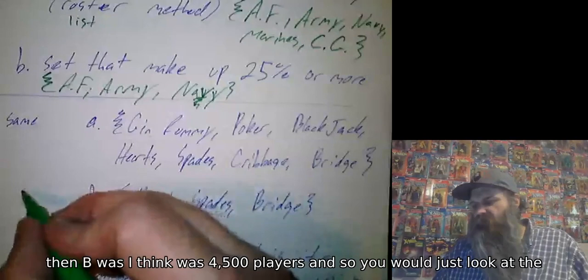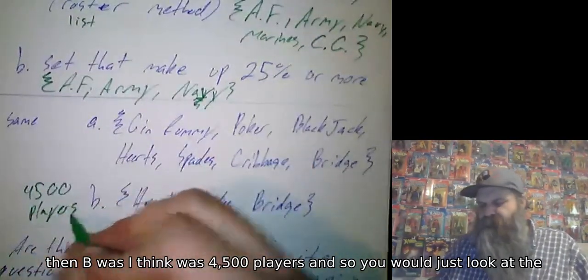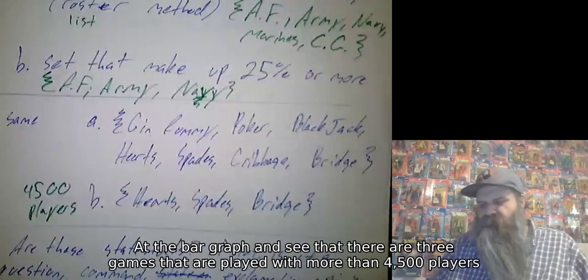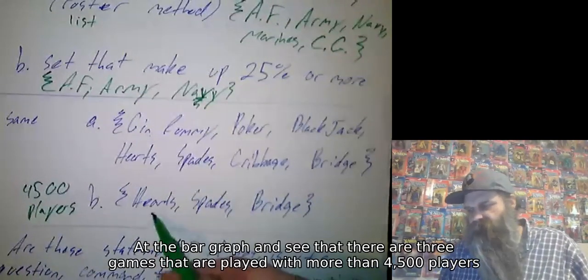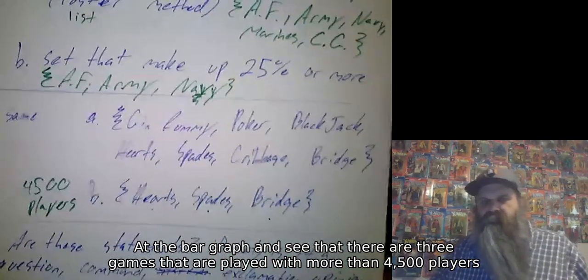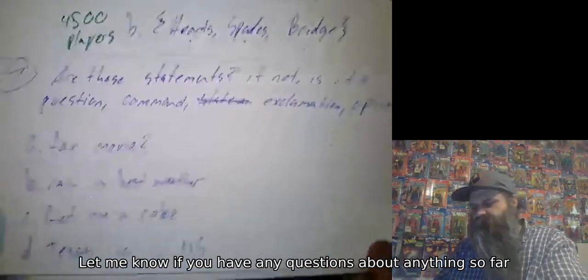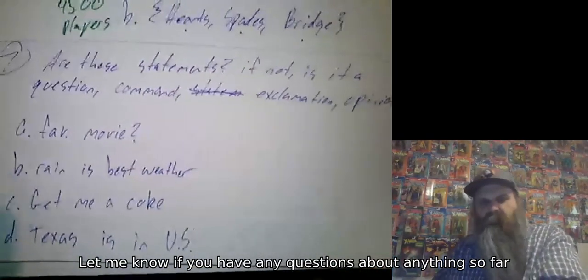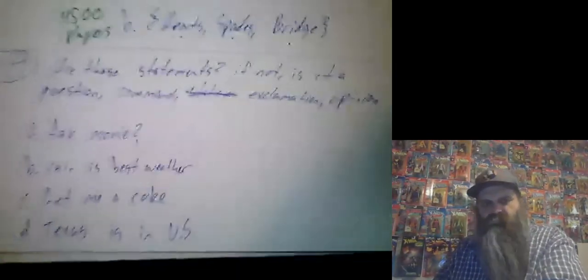And then B was, I think it was 4,500 players. And so you would just look at the bar graph and see that there are 3 games that are played with more than 4,500 players. Let me know if you have any questions about anything so far. I'll finish this video on number 7.